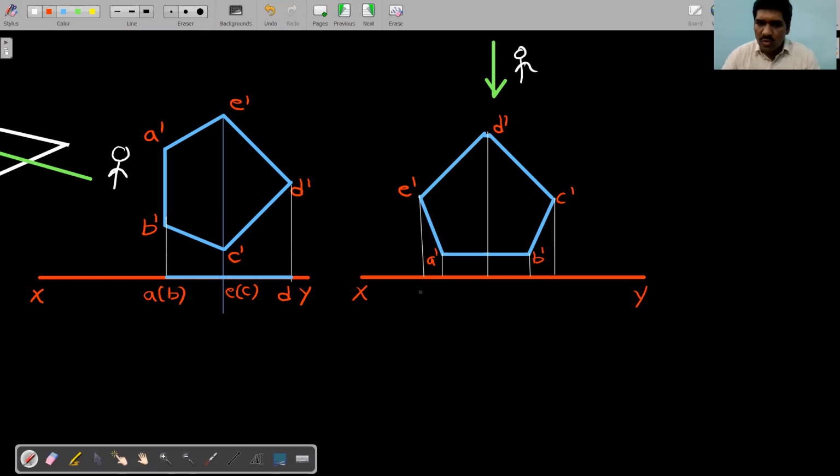Just see here. So this becomes actually the perfect top view, all of you. Therefore, what happens, E is visible. Right, so E is visible, A is invisible, D is visible, B is invisible, C is visible.